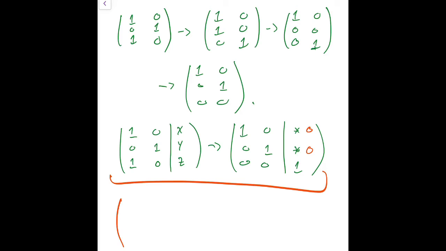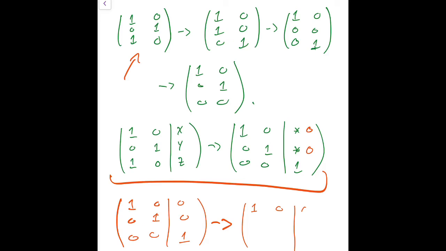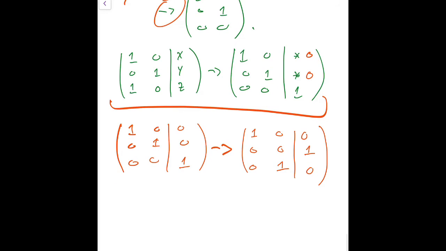The way that I'm going to do that is I'm going to start with what I end up with: 1, 0, 0, 0, 1, 0, 0, 0, 1. And I'm going to undo the row operations to get back to this matrix. The last row operation I did was to swap the second and third rows, so I'm going to swap them back. So this is 1, 0, 0, 0, 0, 1, 0, 1, 0. The row operation before that was subtracting row 1 from row 2, so I'm going to add row 1 to row 2.